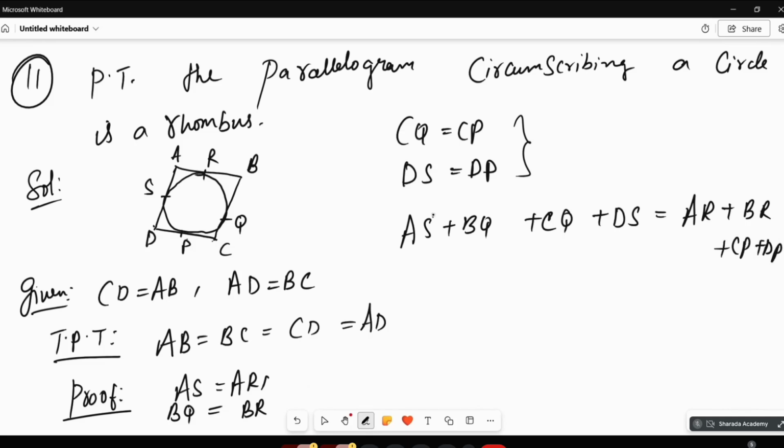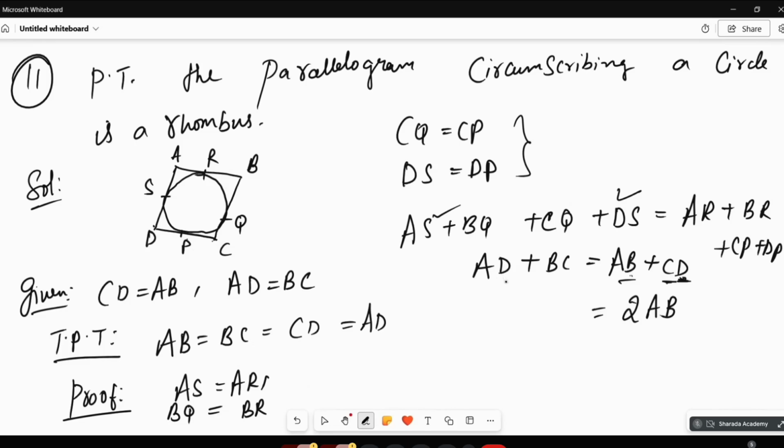So AS plus DS is AD, BQ plus CQ is BC. Now this is equal to AR plus BR, that is AB, plus CP plus DP, that is CD. We proved already, no? That only we'll take. Now I know CD is equal to AB. AB and CD are equal. So instead of CD, I will write 2 times AB here.